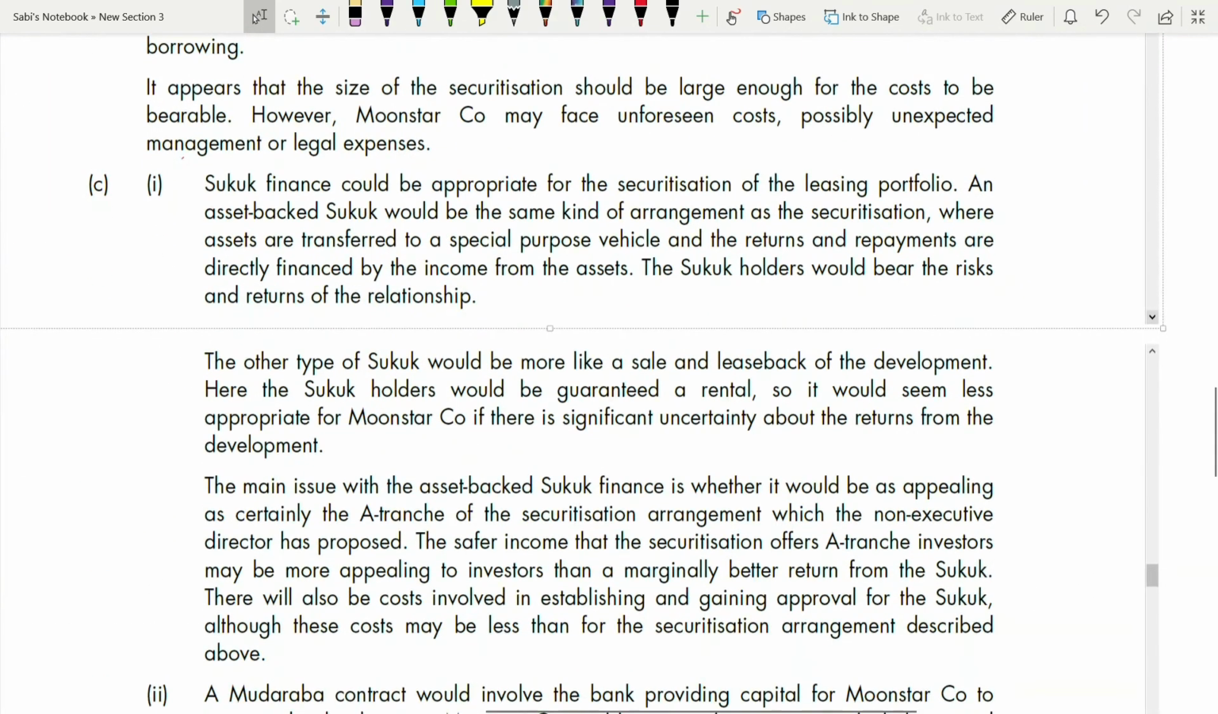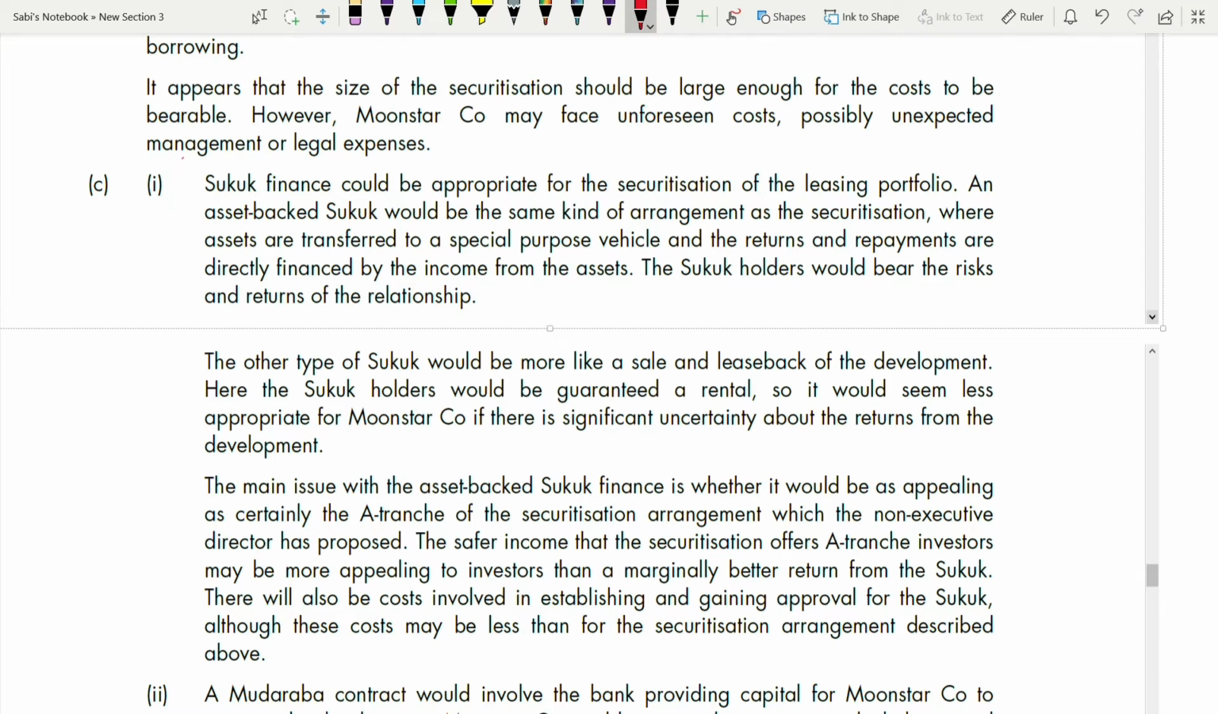Okay, so let's go to part C, which talks about sukuk finance. Make sure that you know something about sukuk finance, because this is a question. If you are asked about Islamic finance, you might be asked about sukuk finance. Sukuk is kind of like a lease. So sukuk finance could be appropriate for the securitization of the leasing portfolio. We all know that there are two types of sukuk. One is asset backed, one is asset based. And you need to know the difference. The one which is supported in Islamic finance is asset backed. That's why we talked about asset backed in that first paragraph.